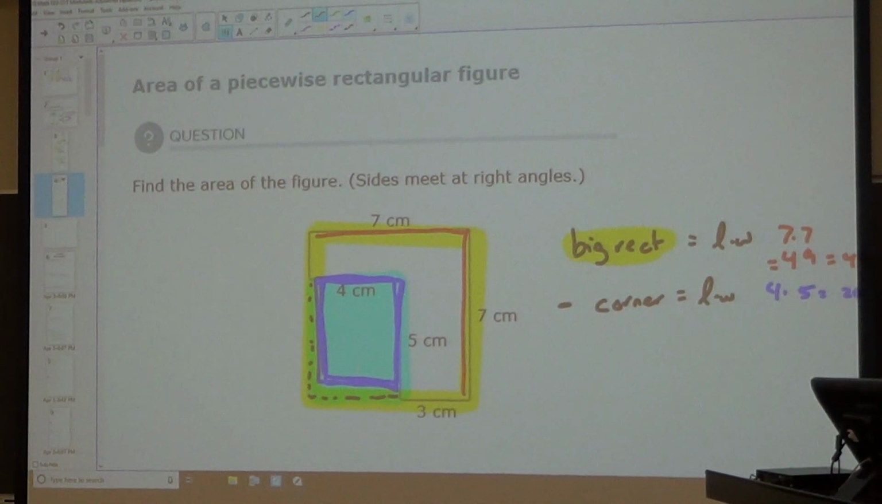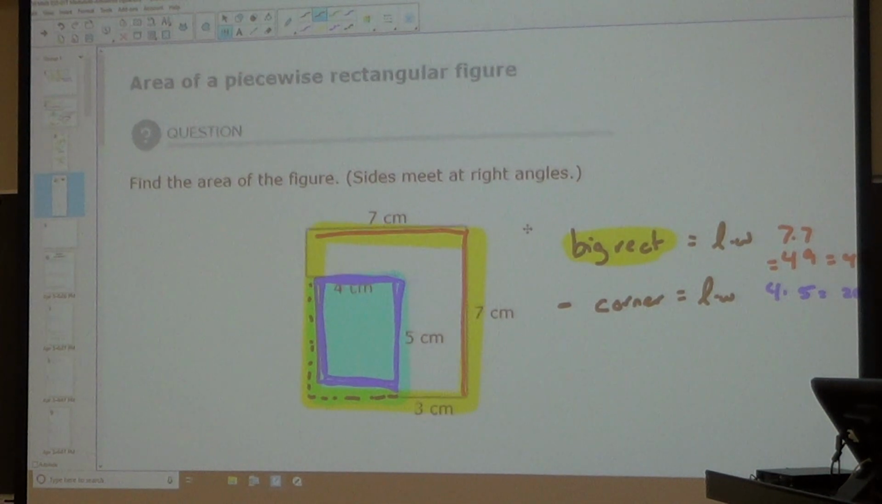So what is my answer going to be? Let me slide this all over. 49 minus 20. That's going to give me my answer.